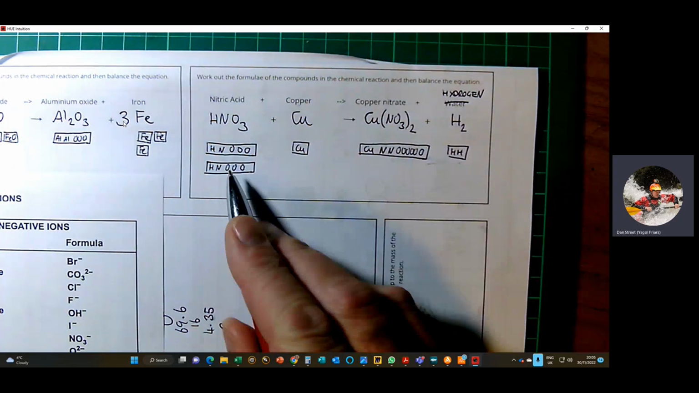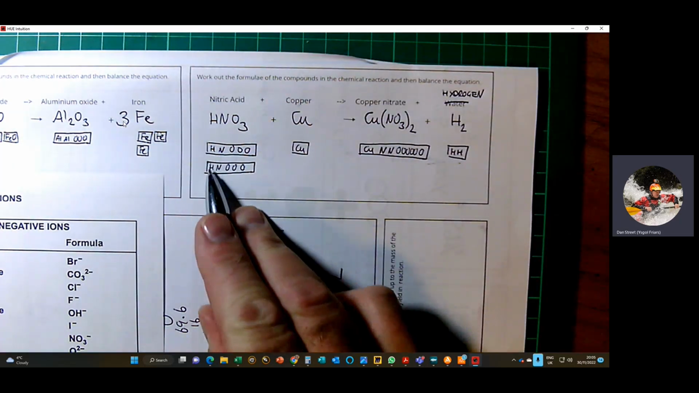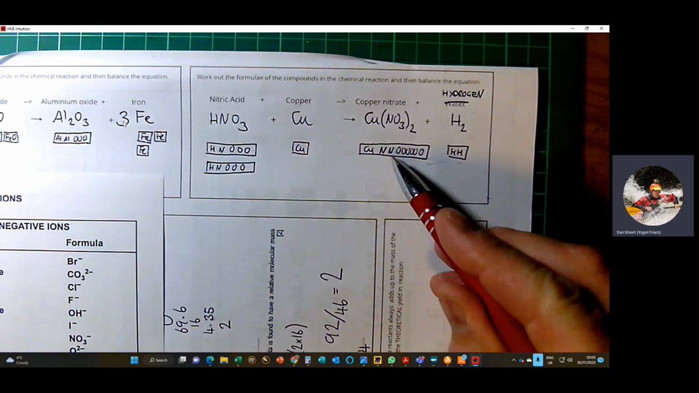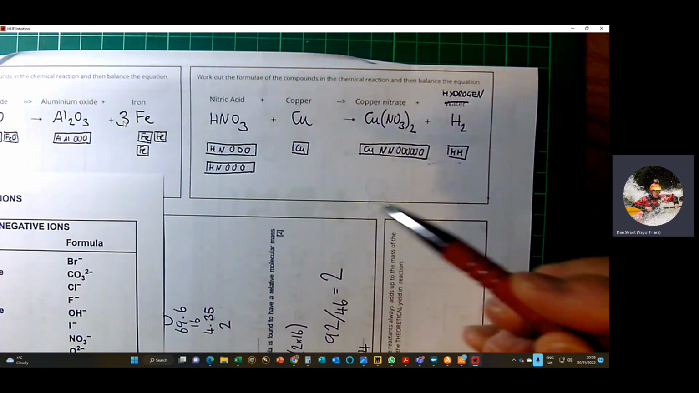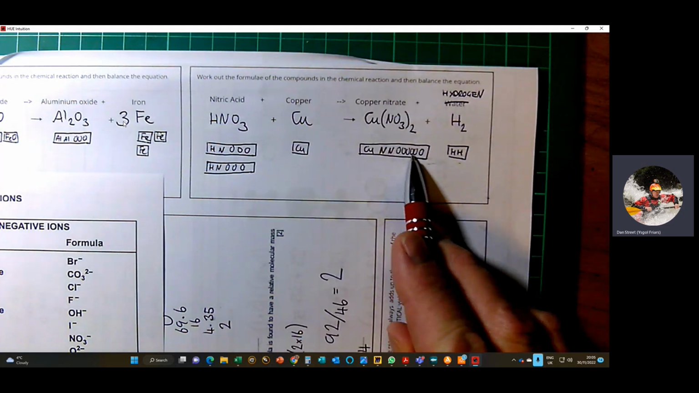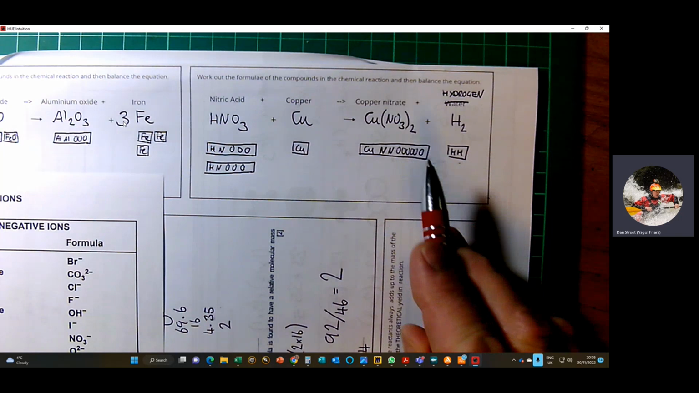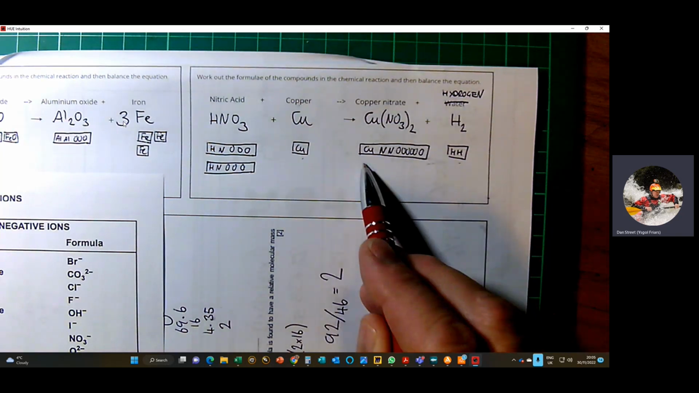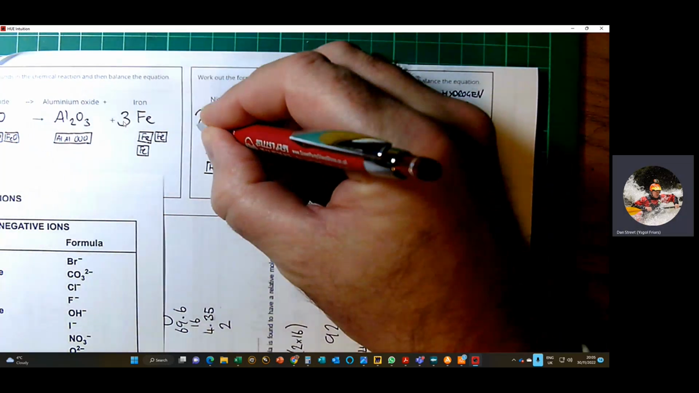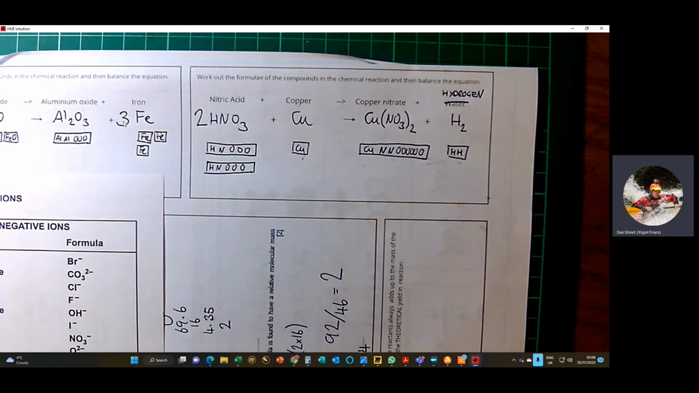You can't just throw in random atoms. That balances the hydrogens. We've now got 2 nitrogens, which is handy because we've got 2 nitrogens here as well. We've got 6 oxygens, which also works because we've got 6 oxygens there. We've got 1 copper and 1 copper. So by adding that extra nitric acid, we've managed to balance that equation.